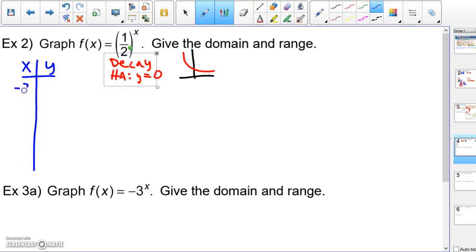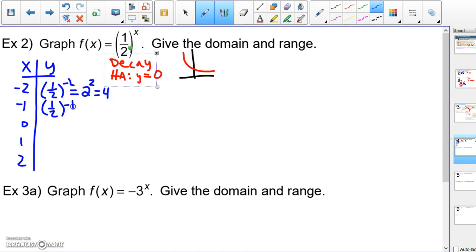So a lot of times -2, -1, 0, 1, and 2 will be good numbers to plug in, but that kind of depends on the problem. So maybe they're good, maybe they're not. So you have 1/2 to the -2nd. So that -2 flips it and squares it. So it's going to be flip the 1/2 to 2 and square it. That's going to be a 4.